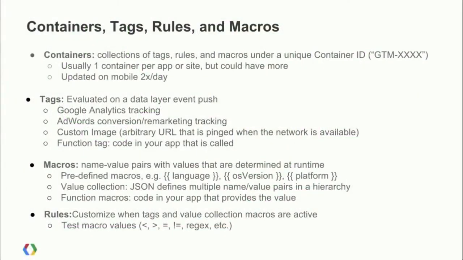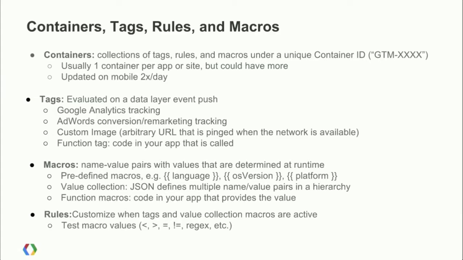Finally, you can just have arbitrary code executed. So you can actually, in your application, register with the tag manager a particular function associated with a particular function name. And so that can cause this indirection where you push an event to the data layer, you have a rule associated with a particular function tag that calls back into your application, and then you can do something custom.